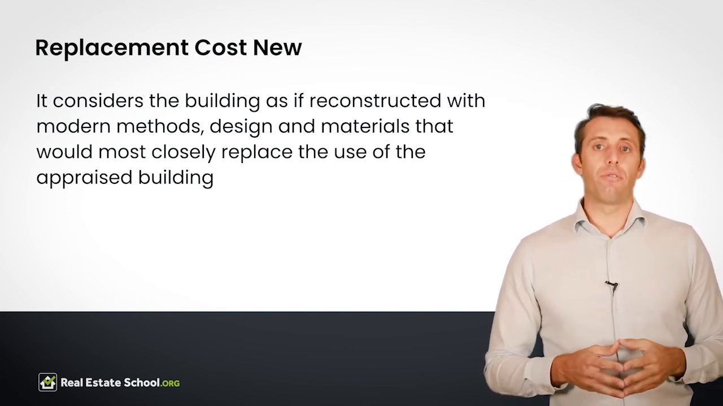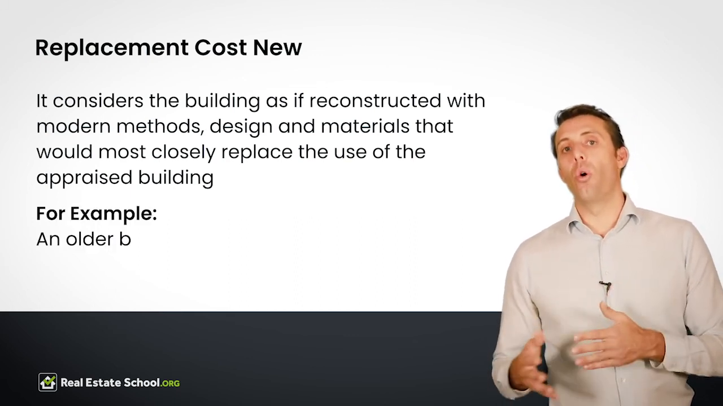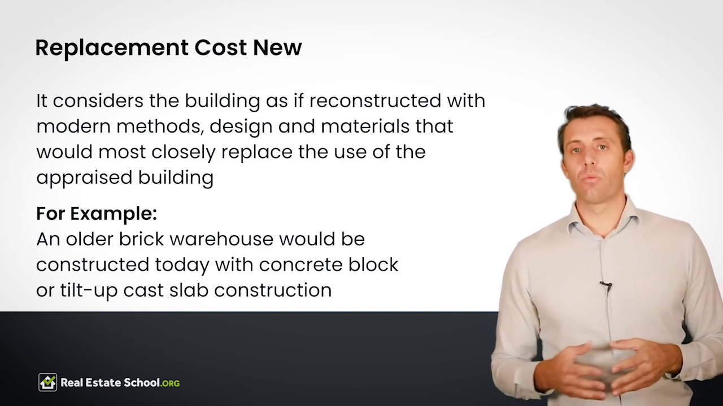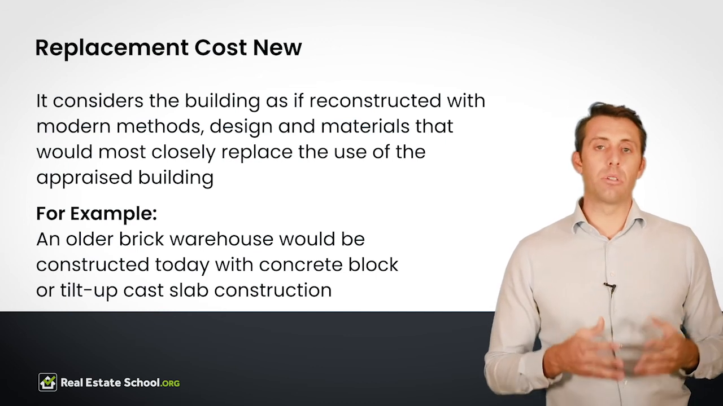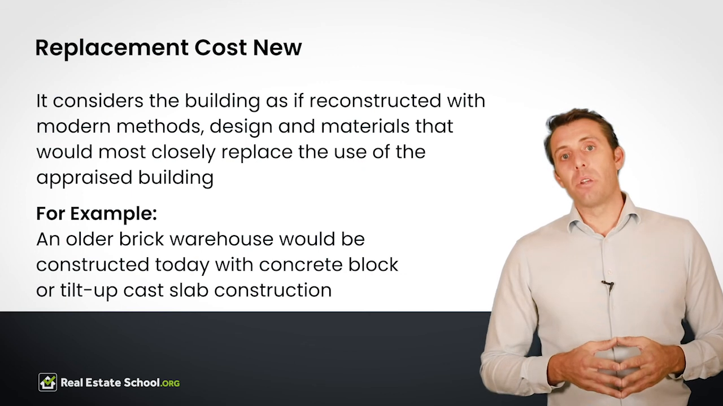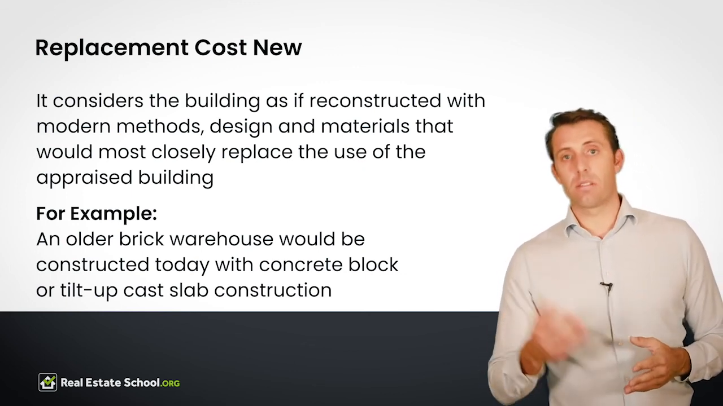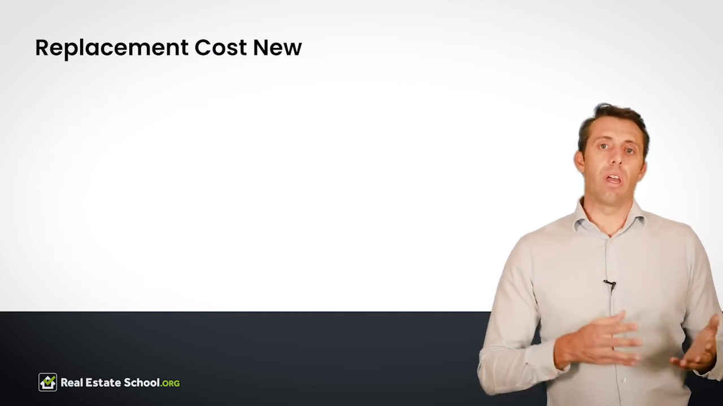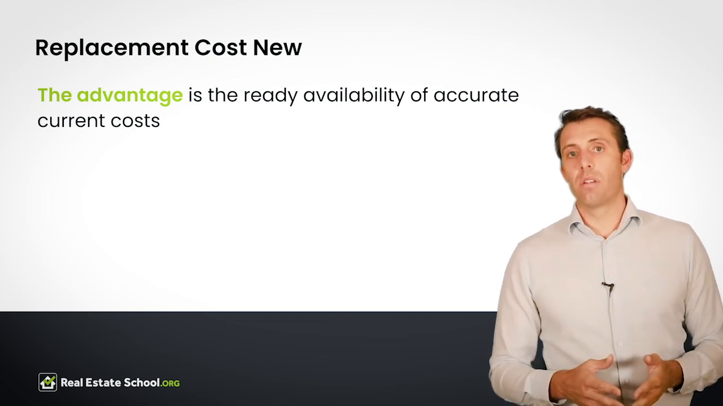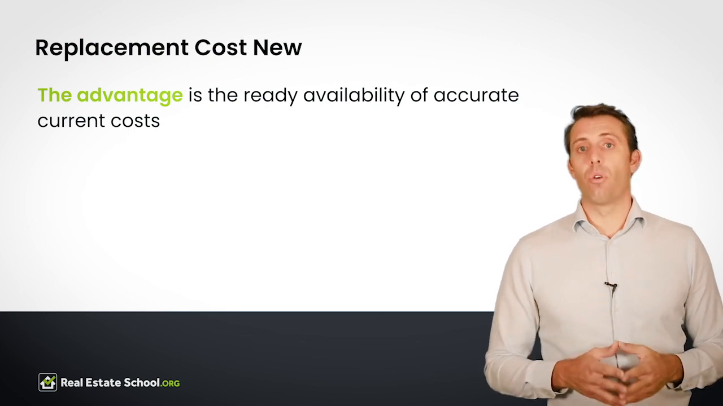This will make sure that the functional utility of the building should be the same, even though the materials may have shifted. An example is an older brick warehouse wouldn't likely be reconstructed today using the same materials due to cost and updated methods, but instead would be built with something like concrete block or possibly even tilt-up cast slab construction. The big advantage is that by replacing the property with current materials and methods, getting accurate costs for these items is a lot easier and therefore more effective.